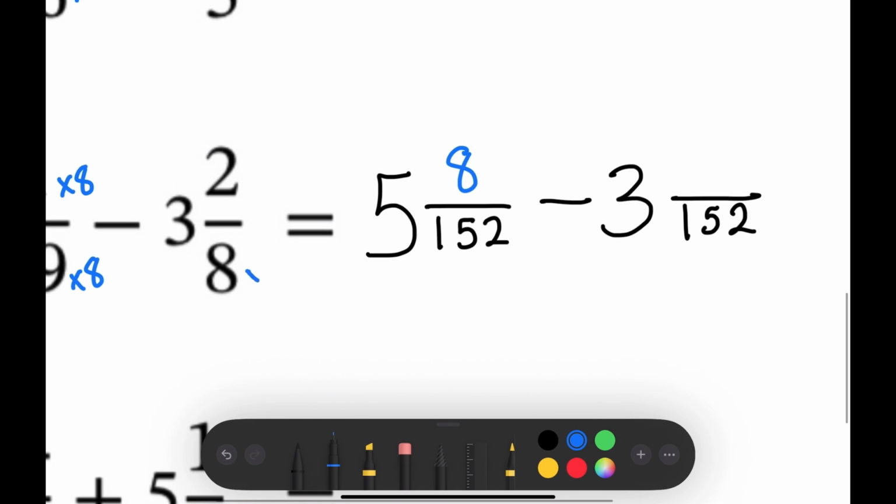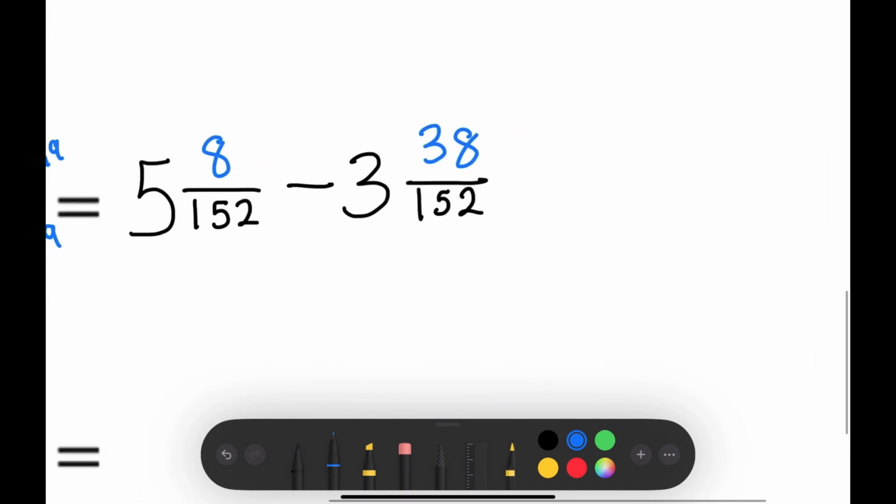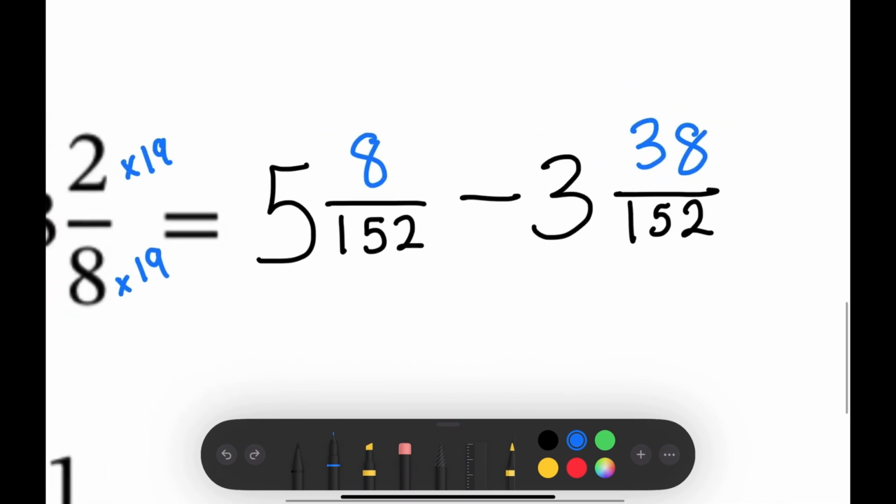Over here, we had to multiply 8 by 19 to get 152. Whatever we do at the bottom, we do at the top. So we have to do 2 times 19, which is 38. Now, the problem here is we can't subtract 8 from 38. Uh-oh. So what we have to do is borrow 1 whole from 5.